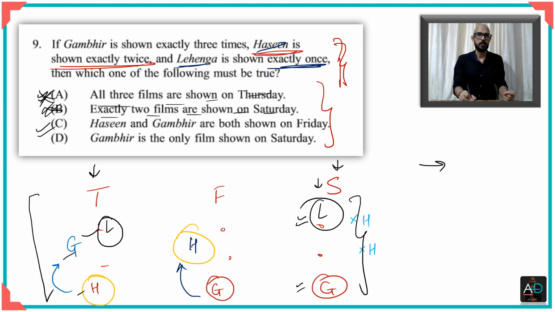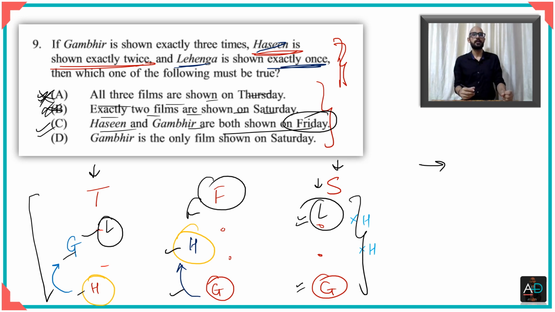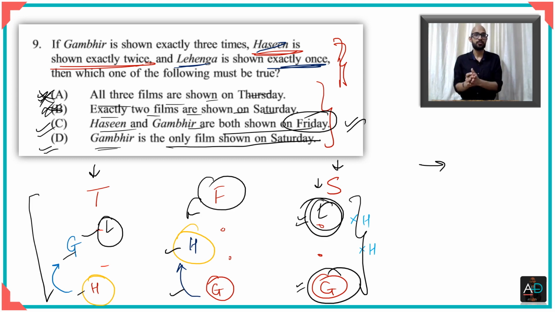Now we look at option C. Haseen and Gambhir both shown on Friday. So I look at Friday here, I can see Haseen and I can see Gambhir. So as of now, C looks like the right answer. Now let's go and have a look at option D. It says that Gambhir is the only film shown on Saturday. Well, again, it is possible that Gambhir could be the only show, but it is also possible that Lehenga is shown, because Lehenga could be here or Lehenga could be here. So I cannot say that it must be true that only one film is shown on Saturday. Therefore, I will eliminate option D. So C is the right answer.